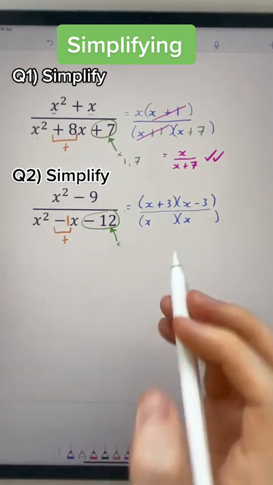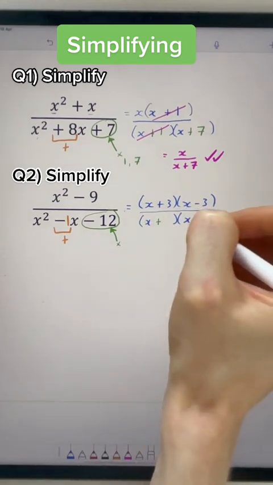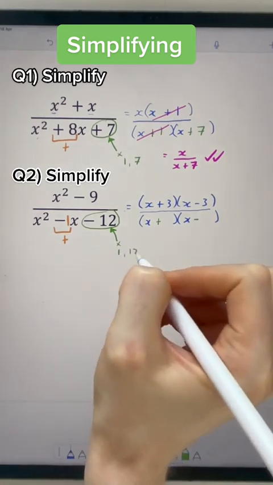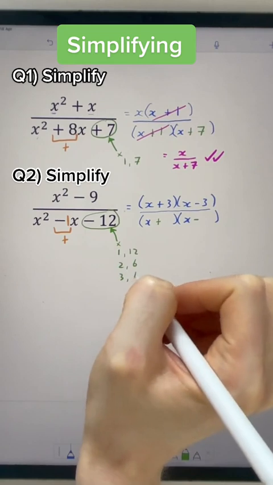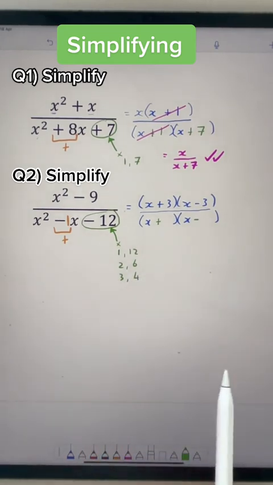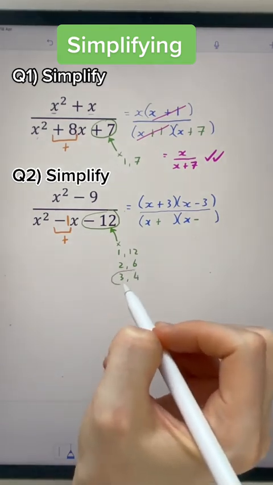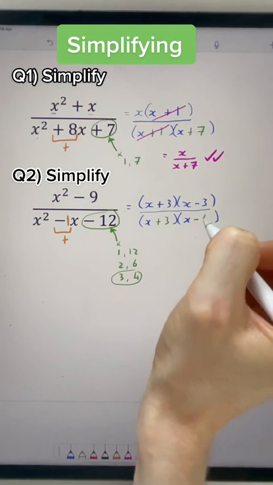The only way to get a negative when multiplying is to have 1 plus and 1 negative. Our factors of 12 are 1 and 12, 2 and 6, and 3 and 4. The only pair that multiply to give us negative 12 and add together to give us negative 1 is therefore going to be plus 3 and negative 4.